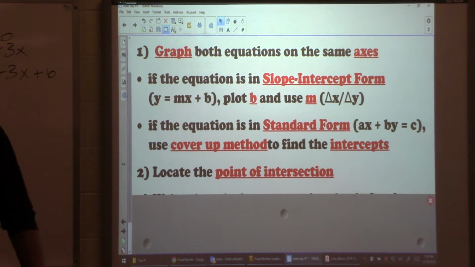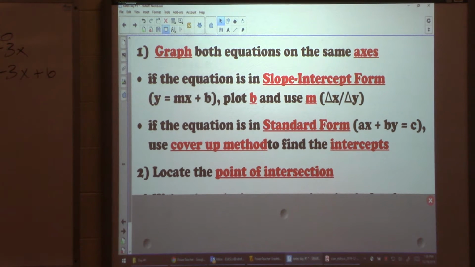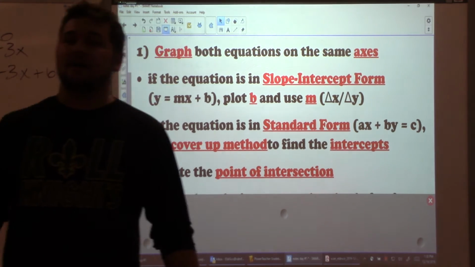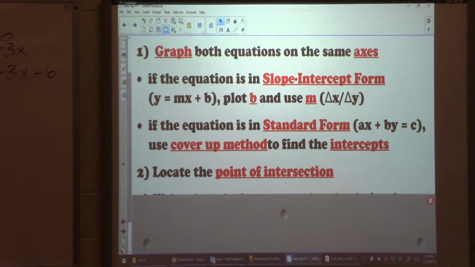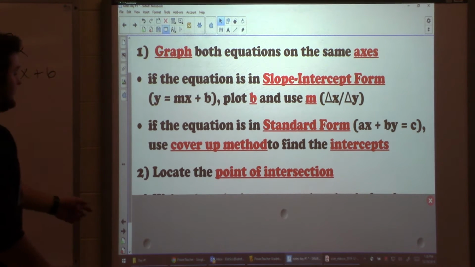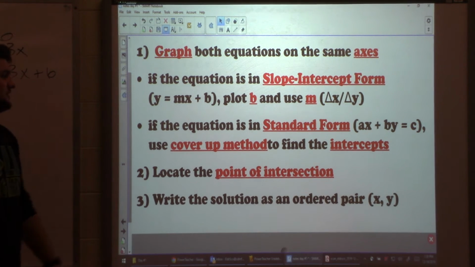Then, locate the point of intersection. To be a solution to an equation, it's got to be on the line. So if I look and see where a point is on both lines, that's got to be where they intersect. We're going to look for where they intersect, because that's going to be our answer. Lastly, you're going to write your solution as an ordered pair.